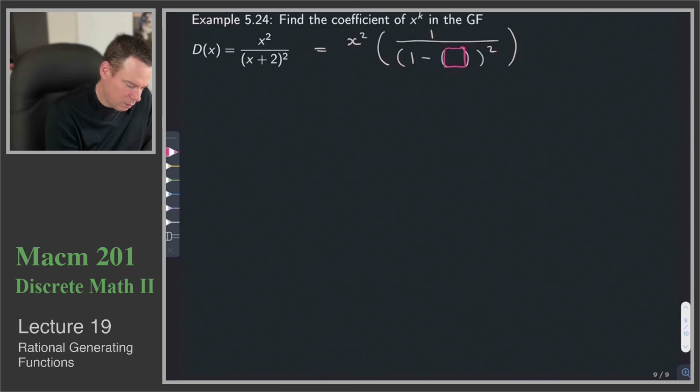Well, if I take this 2 and I factor it out, I pull it out. Well, it's caught inside a square, so when I factor it all the way out, it comes out as a 4.